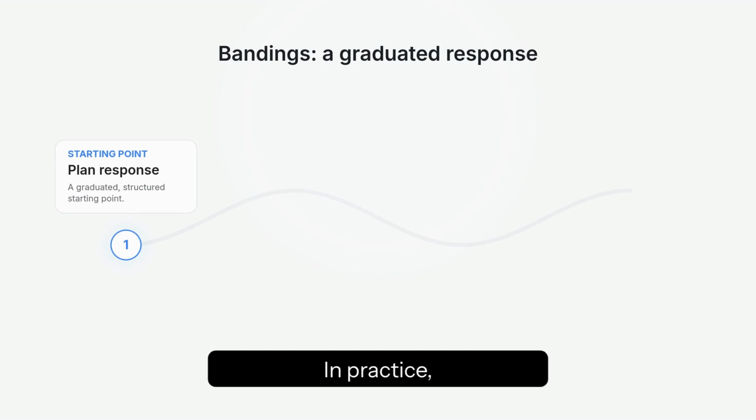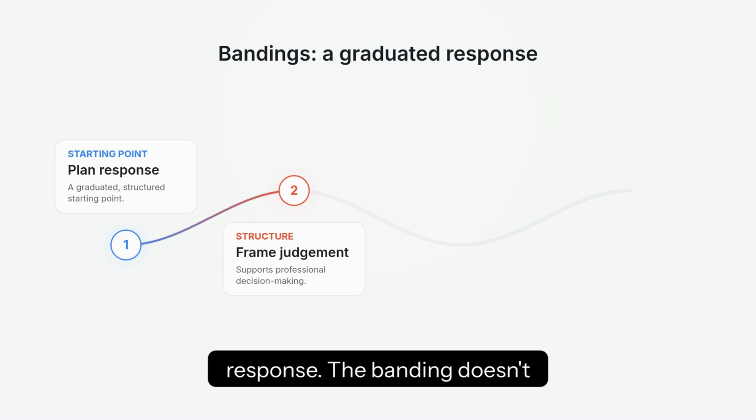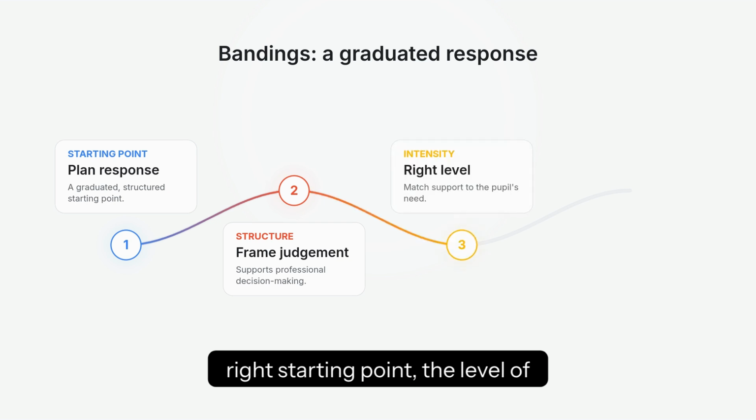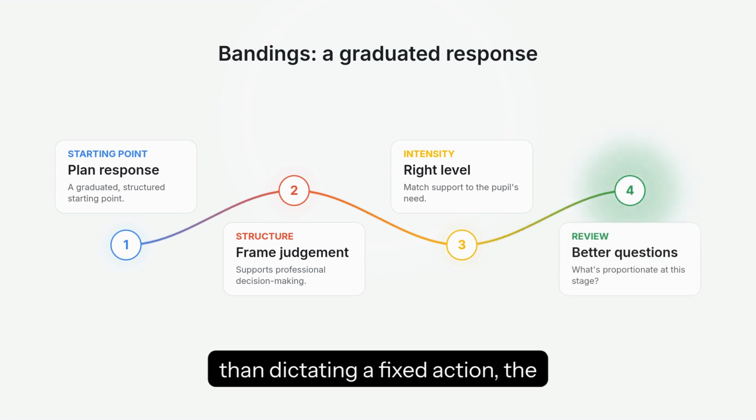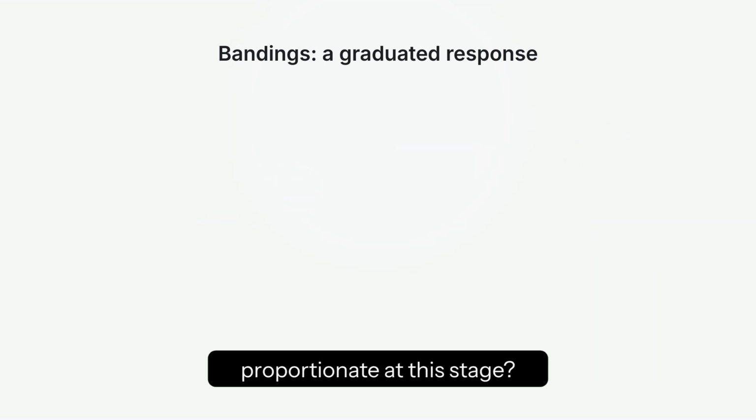In practice, bandings are most useful when they help you plan a graduated response. The banding doesn't replace professional judgment, but it does help structure it. It can guide you to think about the right starting point, the level of intensity needed, and when support may need to be increased or reviewed. So rather than dictating a fixed action, the banding helps frame better questions. What does this pupil need now? What have we already tried? And what level of support is proportionate at this stage?